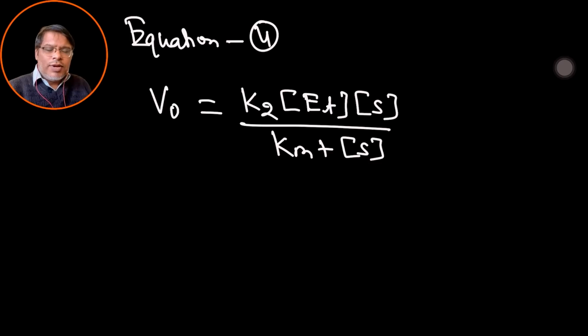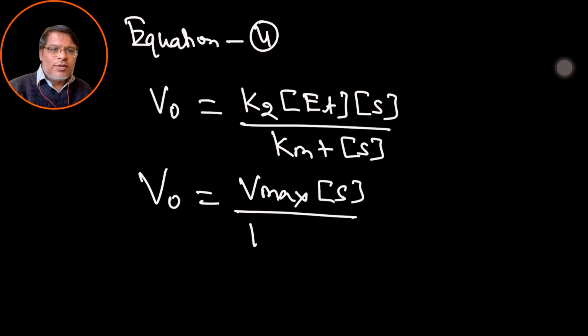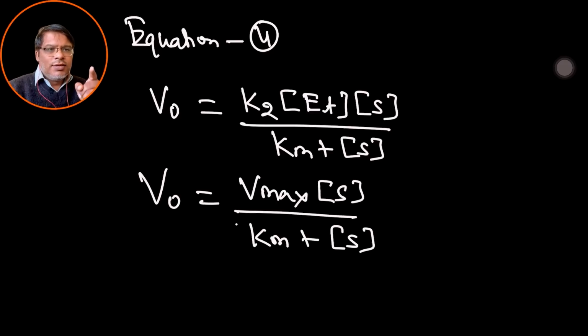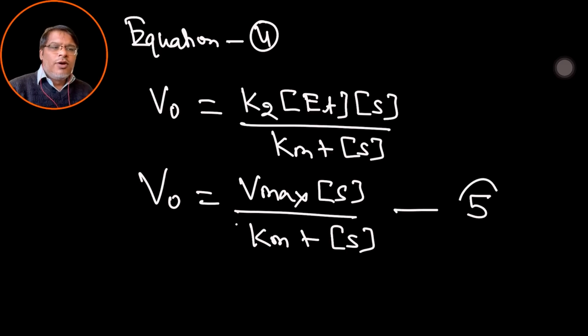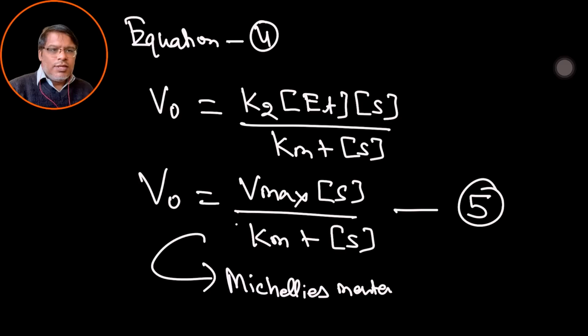VO is equal to K2 into ET into substrate concentration, divided by Km plus substrate concentration. This was our equation 4. Now we have seen that K2 into ET is Vmax, so just modify this. VO is equal to Vmax multiplied by the substrate concentration divided by Km plus substrate concentration. So this equation, equation number 5, is the Michaelis Menten equation.